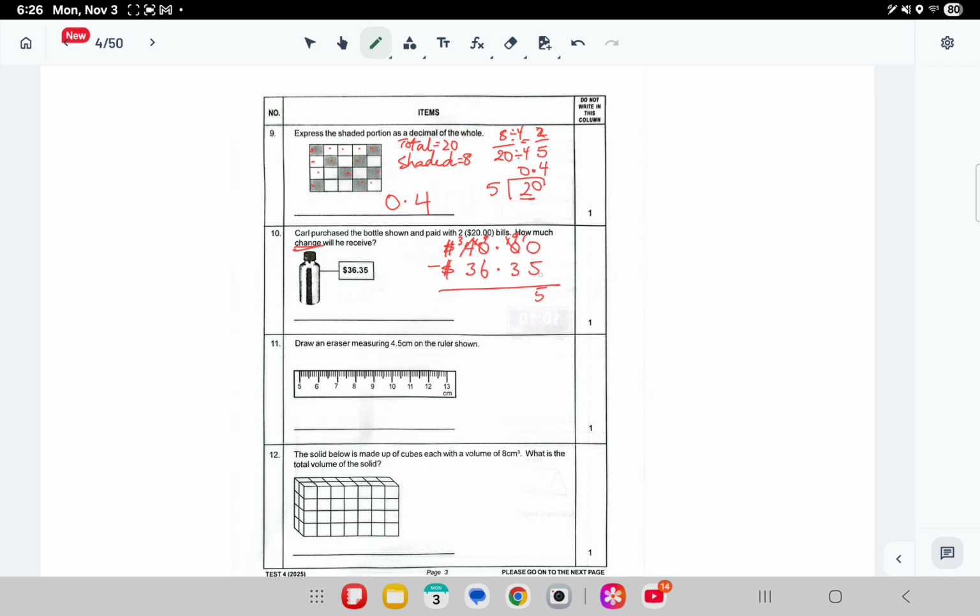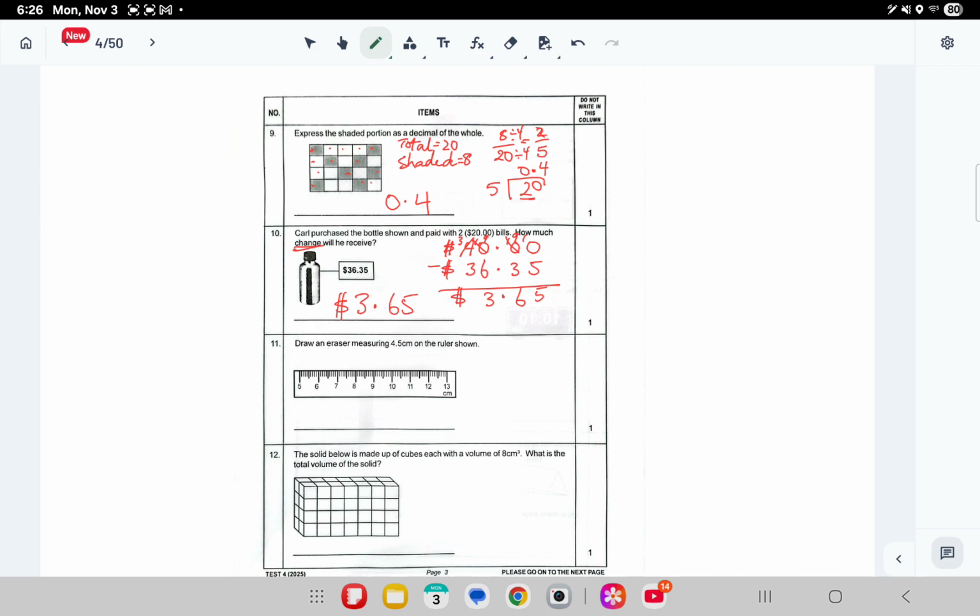10 take away 5 is 5. 9 take away 3 is 6. You bounce up the point, you put it back. 9 take away 6 is 3. And 3 take away 3 is 0. So the change that he received is $3.65. Moving on now to number 11.